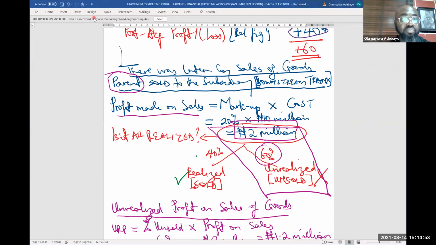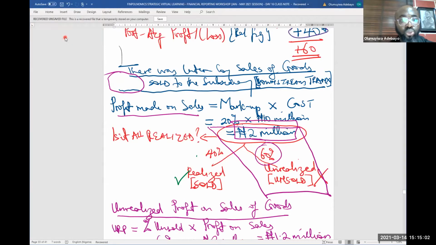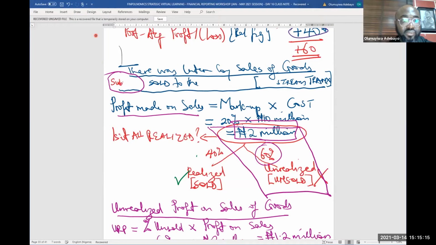Only that here, we no longer assume that the parent sold. And we no longer assume that the subsidiary purchased. And it's no longer a downstream transaction. What then is it? It is the subsidiary that sold to the parent. And in such a case, we say it is an upstream transaction.